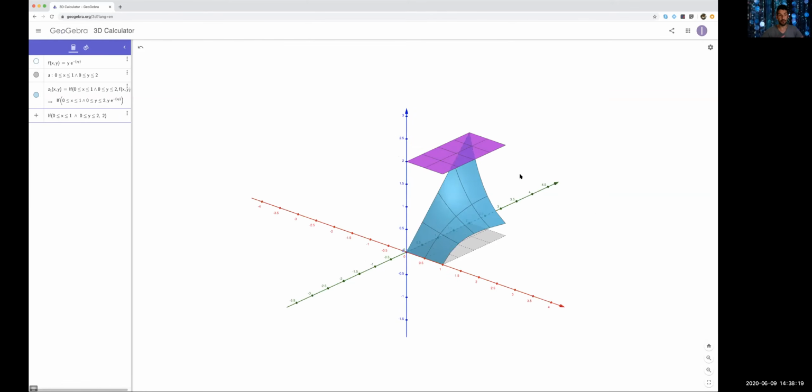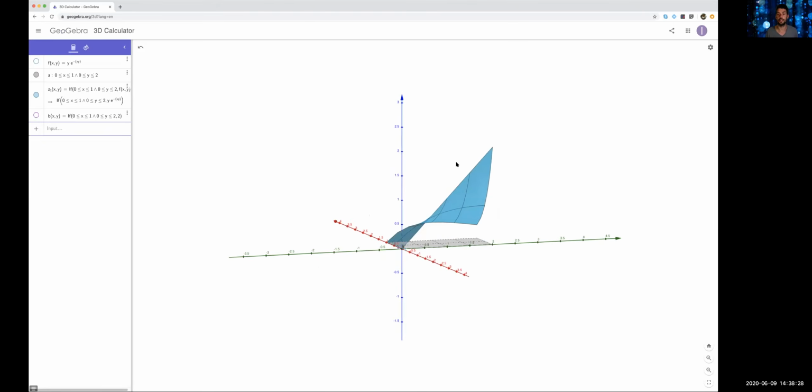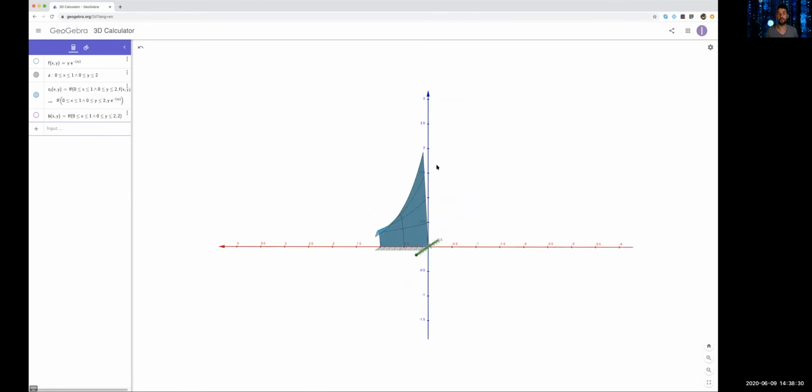So in any event, I just wanted to give us a little picture of what we're looking at here. The volume under this curved shape. Okay, that is it for this one.